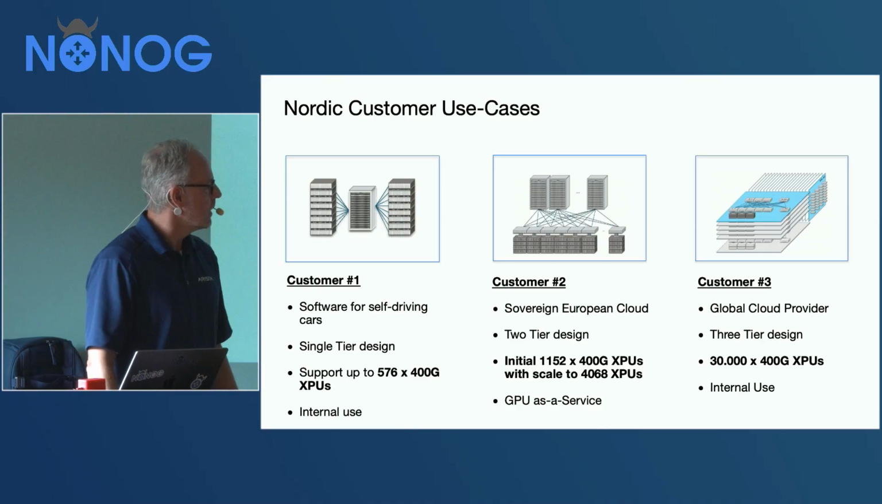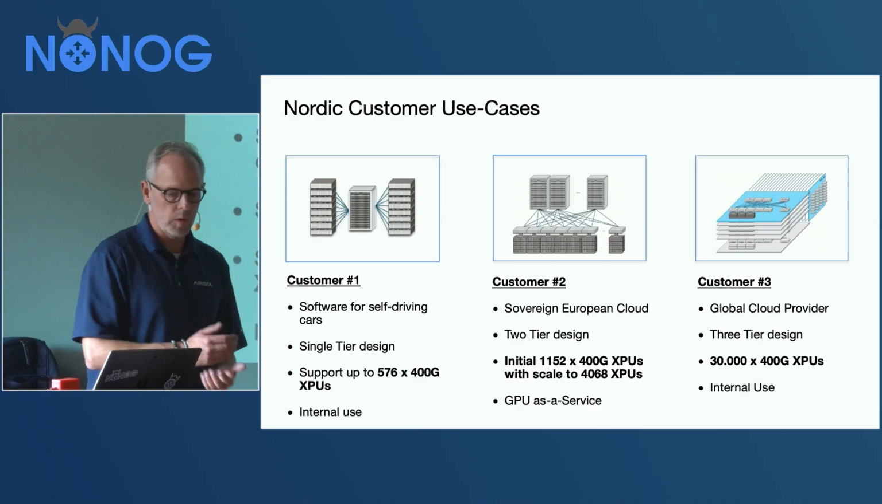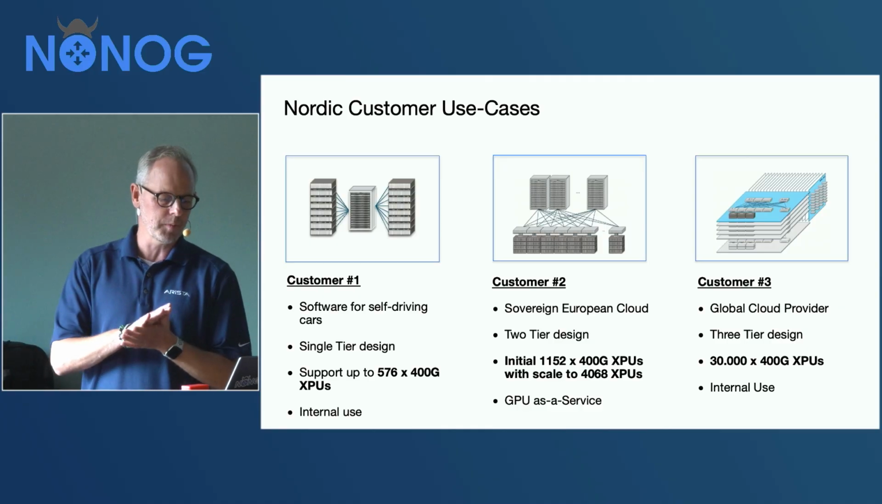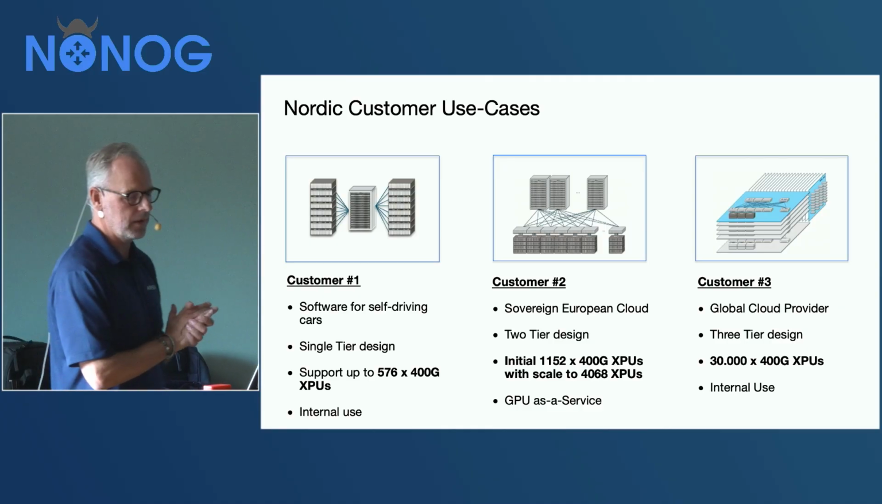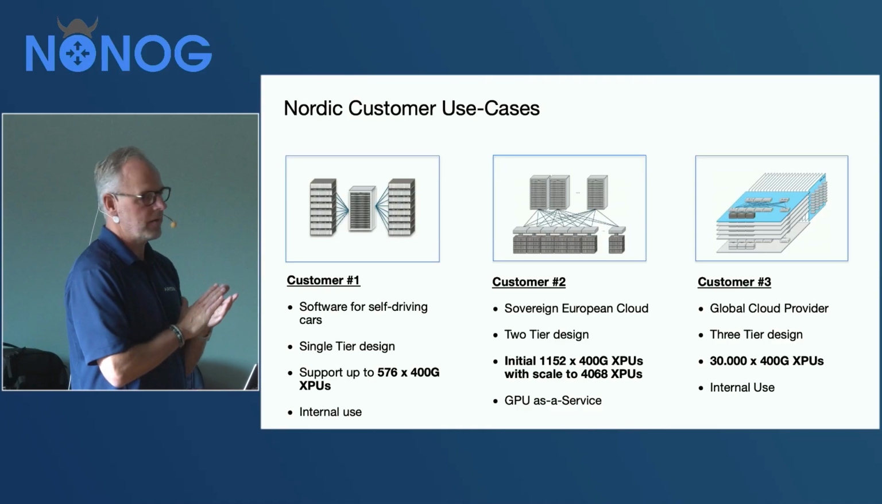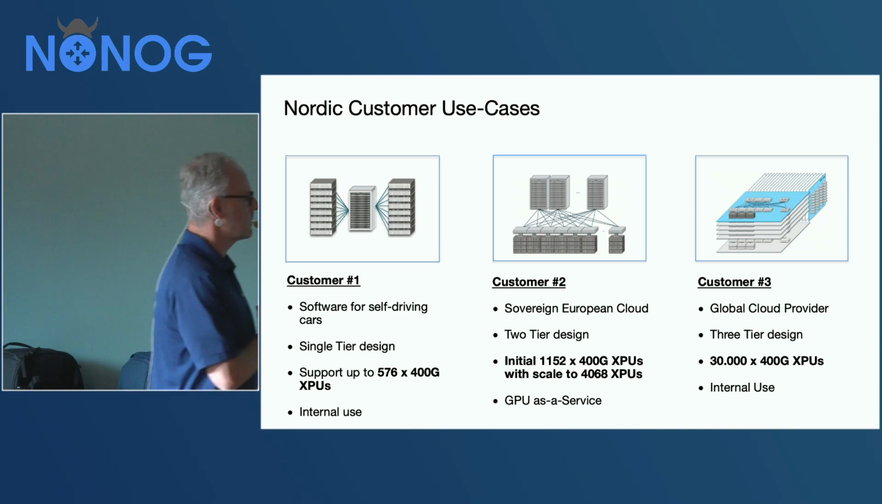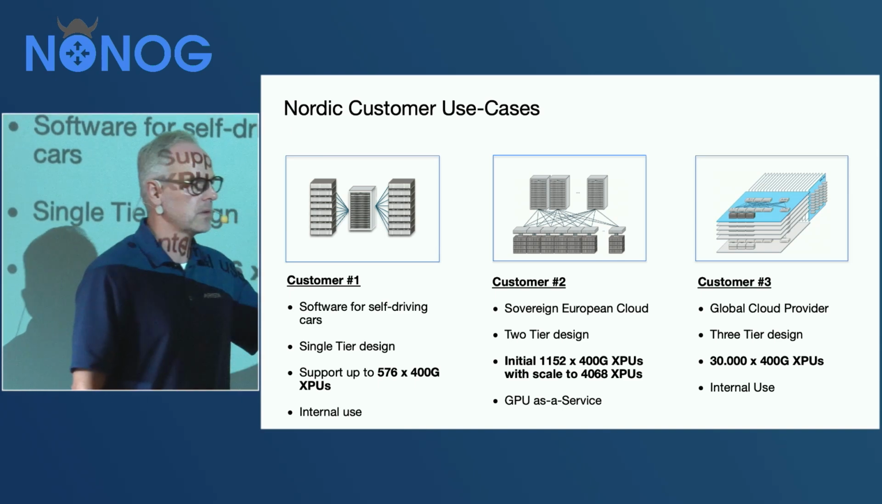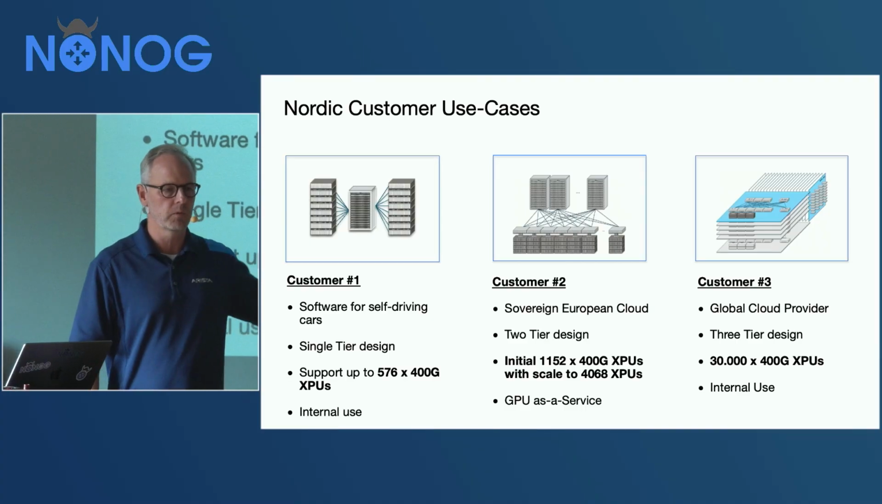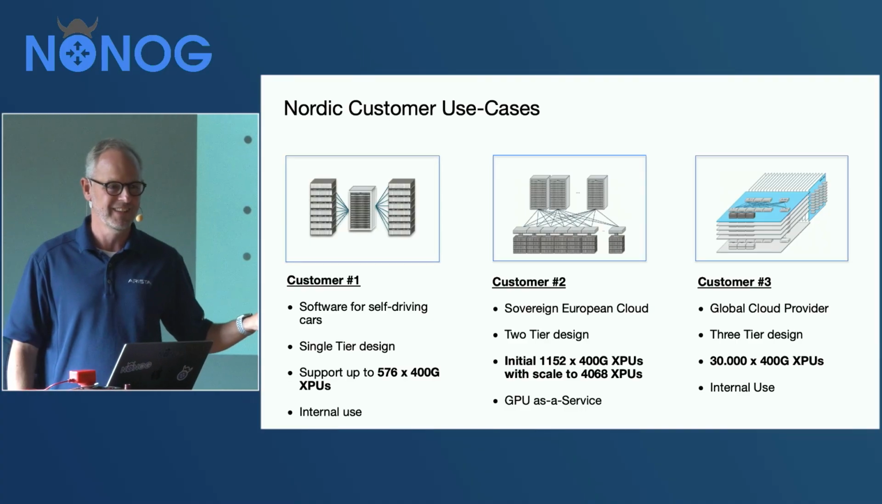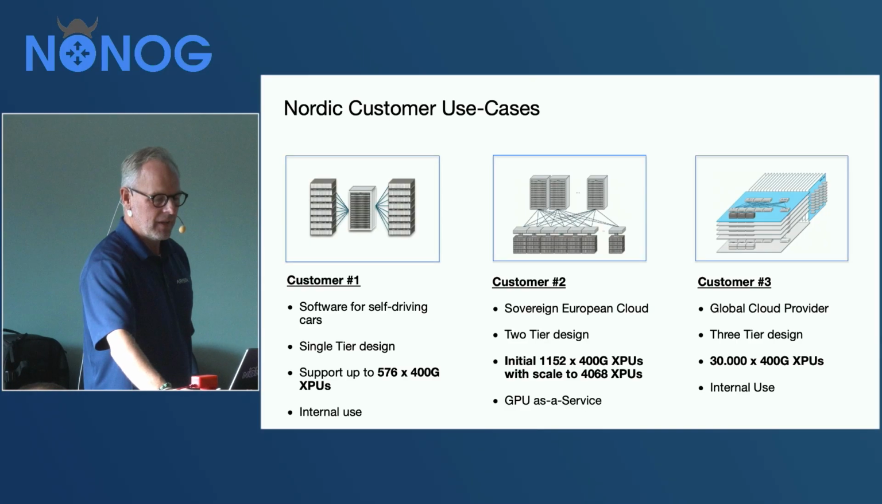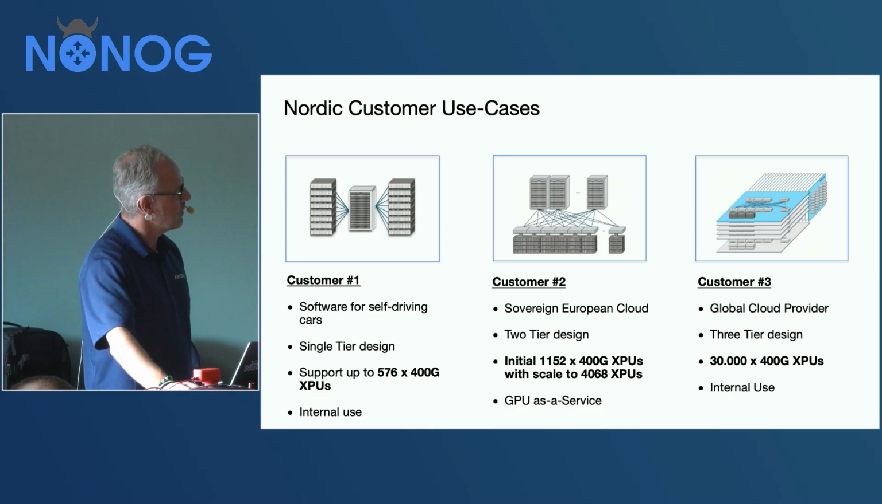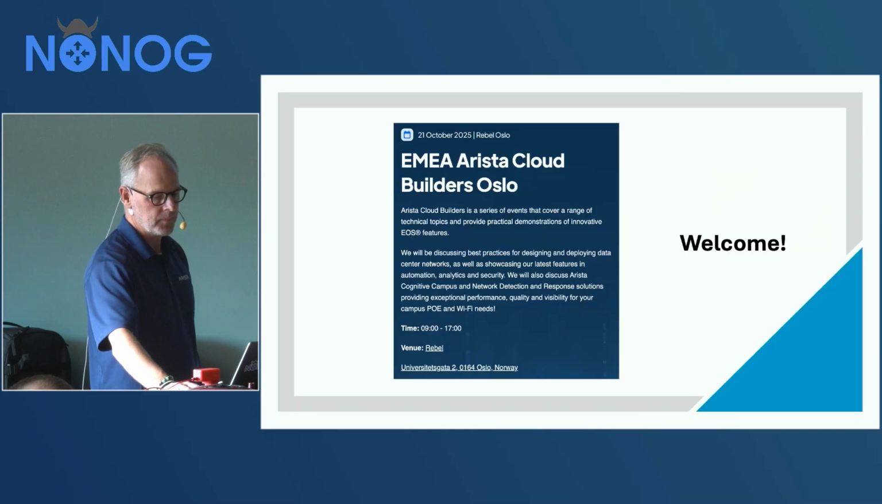Customer number 3, it's a global cloud provider with a data center in Luleå in Sweden. They have over 30,000 GPUs connected in the same cluster. They are using a 3-tier model. They use it only for their own training, and they create great pictures. So that was all from me when it comes to building AI networks.